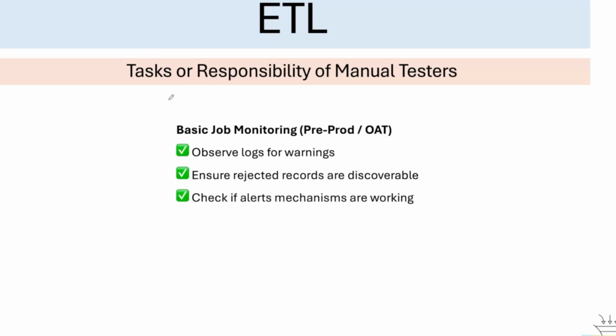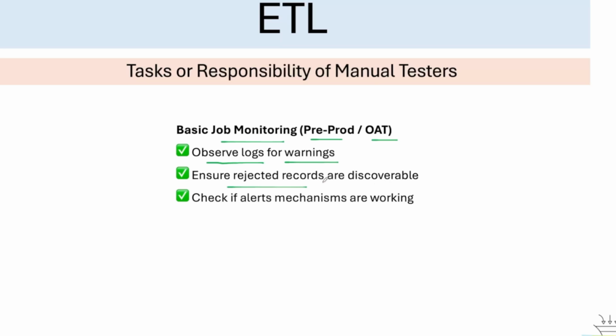Continuation of tasks and responsibility of manual testers. Basic job monitoring of pre-prod and OAT. Observe that logs and warnings are working correctly. Ensure rejected records are discoverable. If the records are rejected, as a tester, you must find out from the logs or in the DLQs somewhere. Otherwise, how to test?